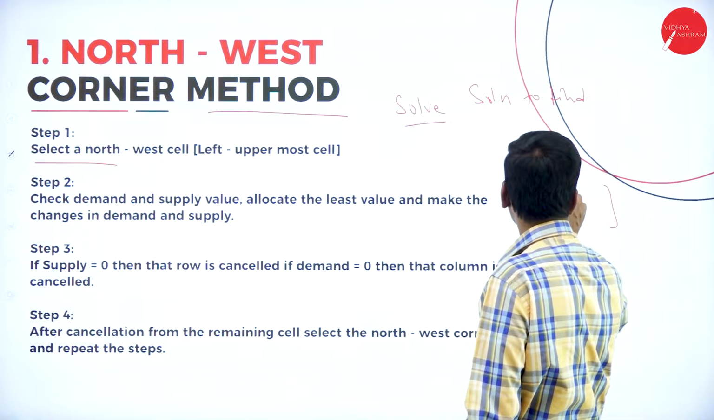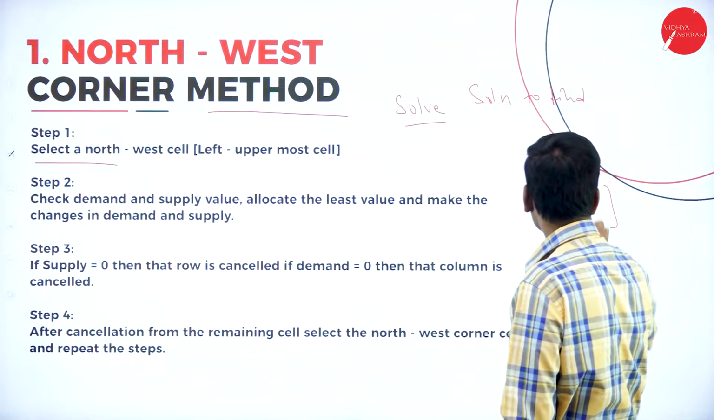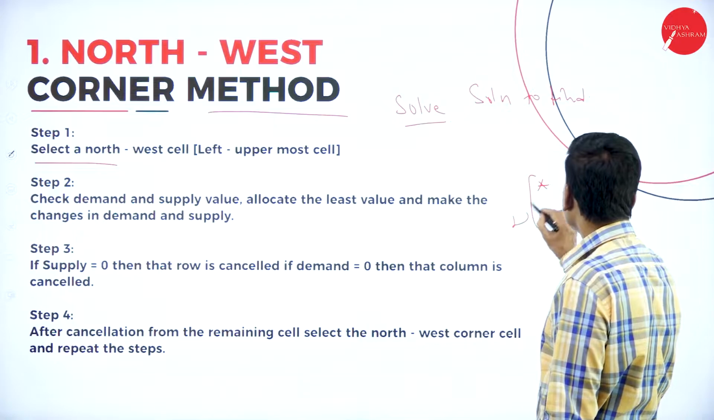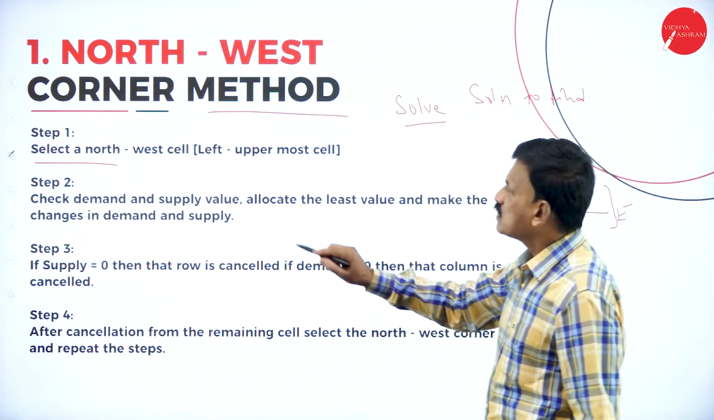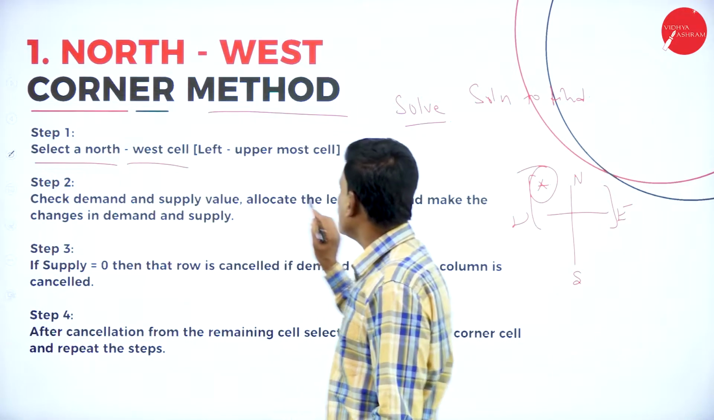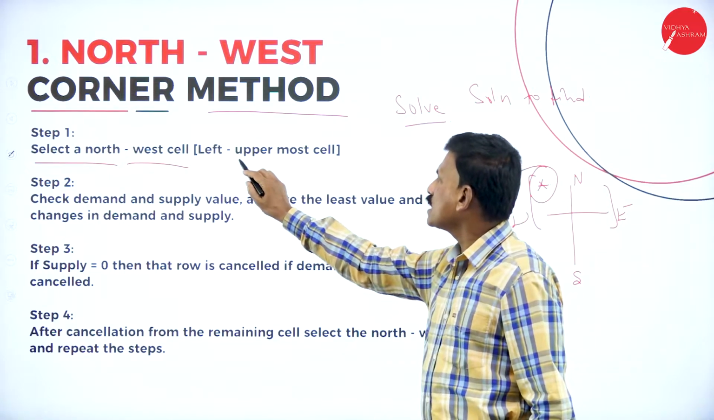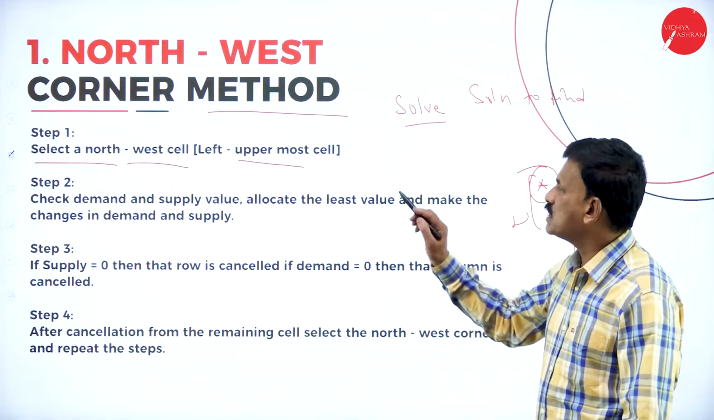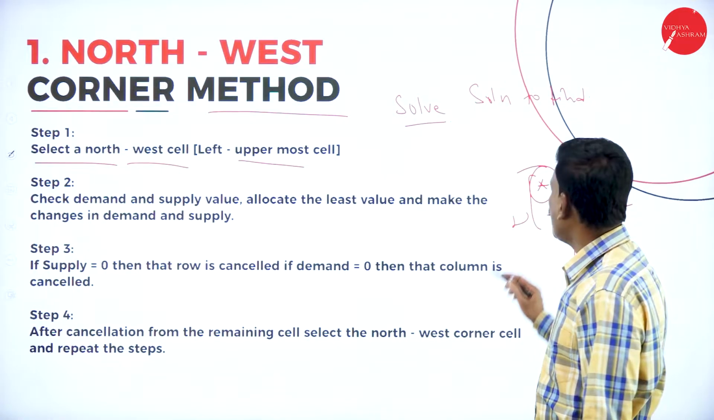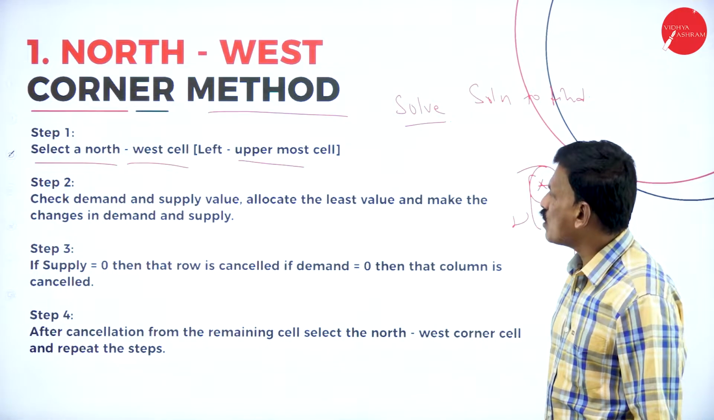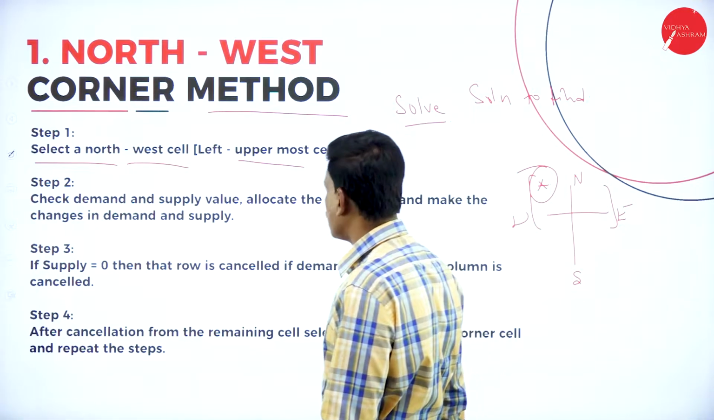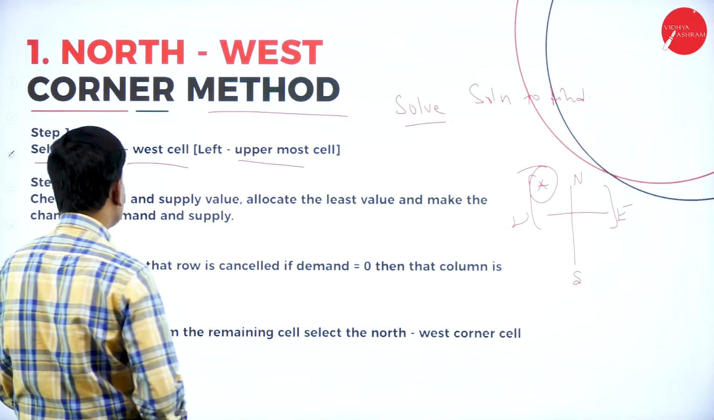This is the left topmost cell. This is nothing but north, south, east, west. We are going to select the northwest cell. This is the northwest cell, that is the left uppermost cell. Select the element which is in the northwest corner, that is the left uppermost cell, the element in the left top corner.